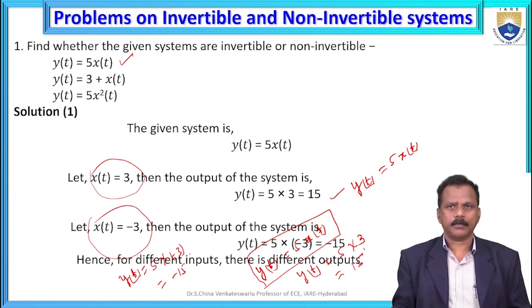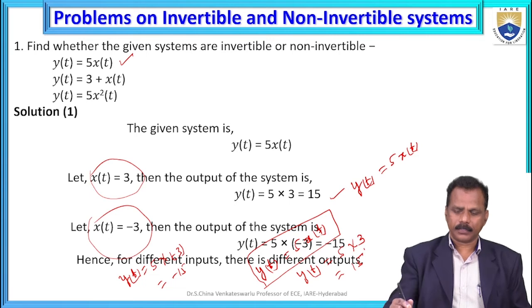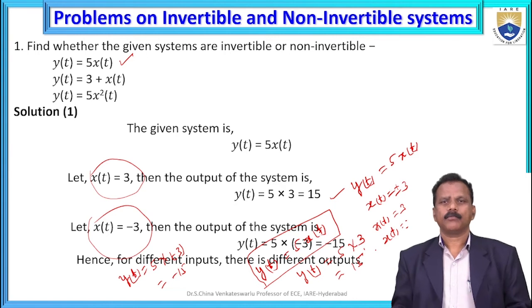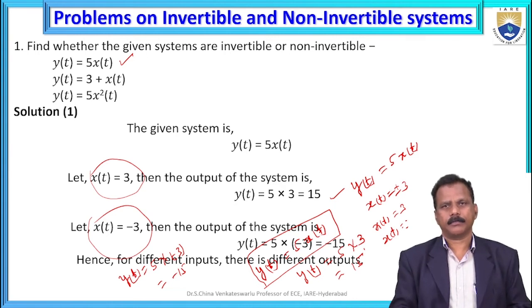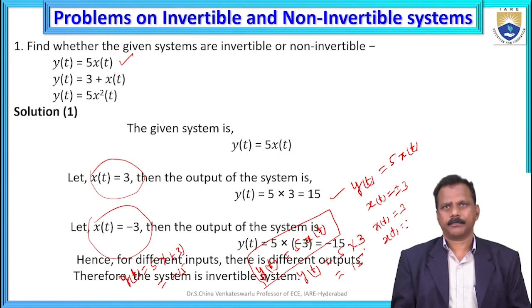Hence, for different inputs, there are different outputs. If the polarities are the same, how it varies: if x of t is equal to plus or minus 3, you can directly estimate that. Hence, for different inputs, there are different outputs. Therefore, the system is an invertible system.